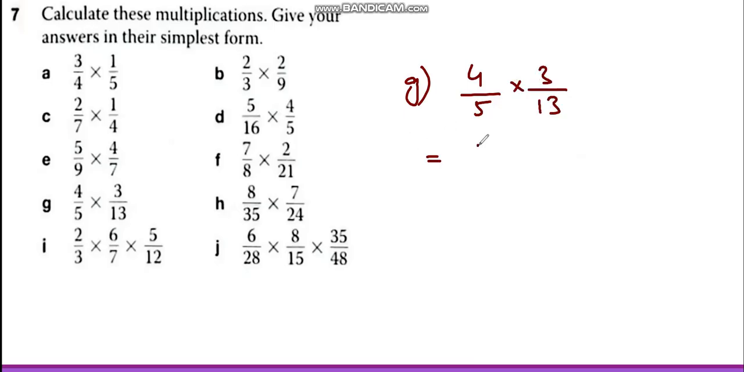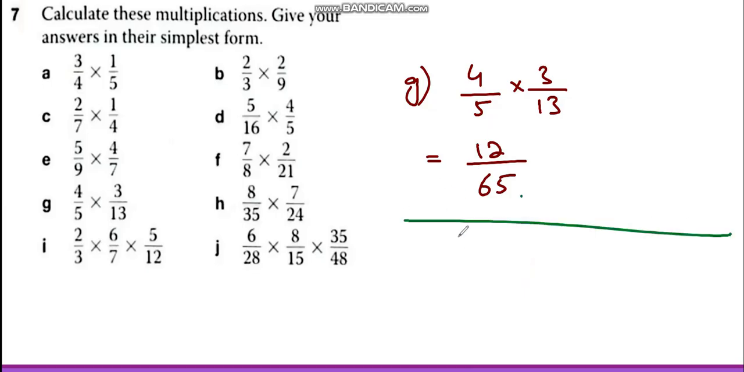It will be 12 over 65, and this is the simplest form, so we cannot further simplify it. Let's do the H part. In H part, we are given 8 over 35 times 7 over 24. This time we can simplify. Like we know that 35 is the 7th multiple of 7 and 24 is the 3rd multiple of 8. So we can divide 7 and 35 with the highest common factor, which is 7, and we can divide 8 and 24 with the highest common factor, which is 8.